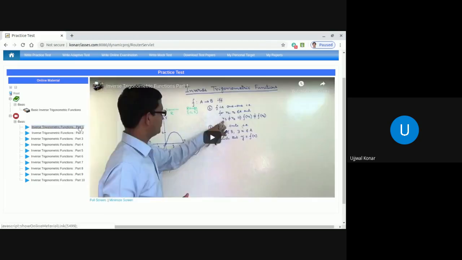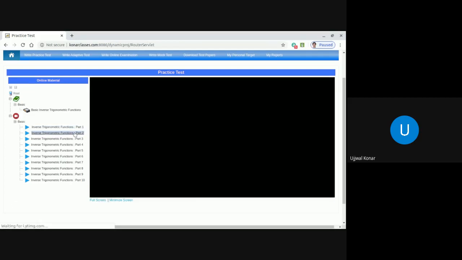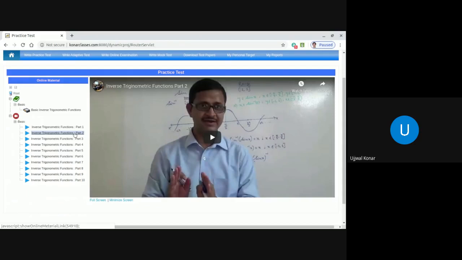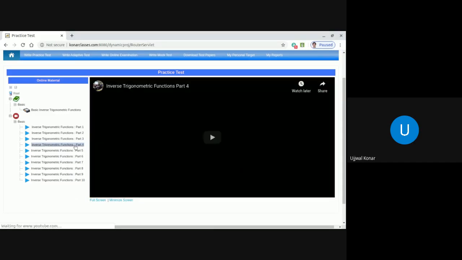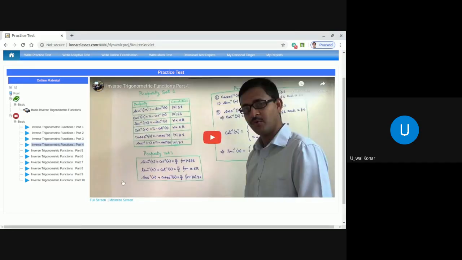And this is the way to look into it. First you will get inverse trigonometric functions, the fundamentals I explained in detail, and then how it goes with inverse trigonometric functions part 2, how we define, and then part 3 I define, part 4 you go as many as you can. So with this, dear students, I would like to conclude the class for today.